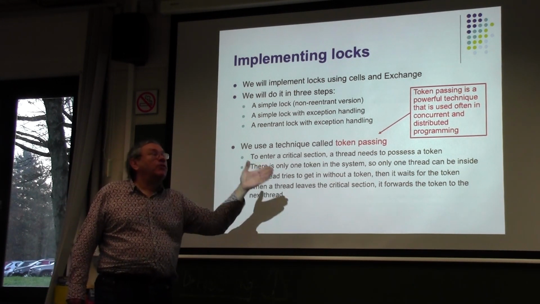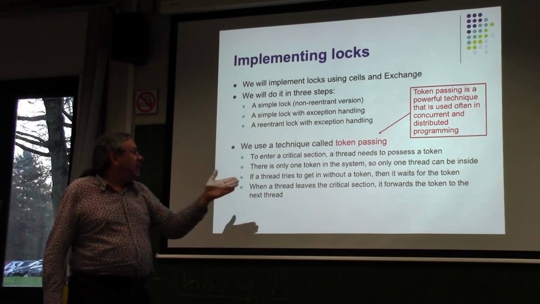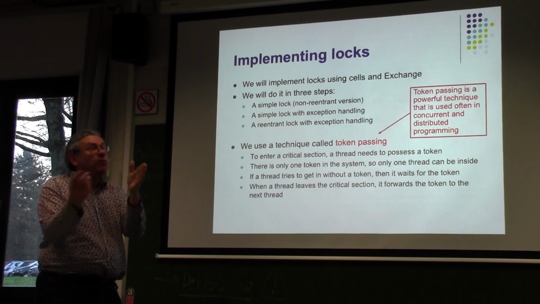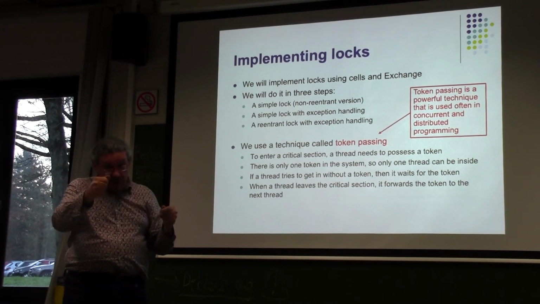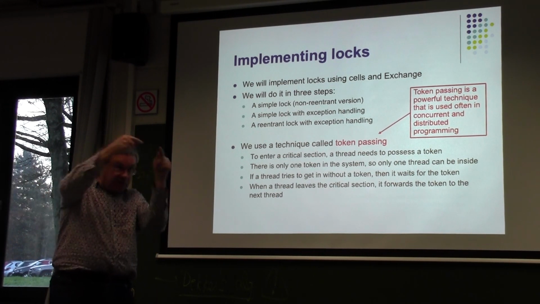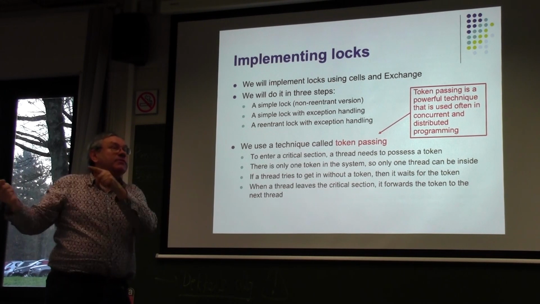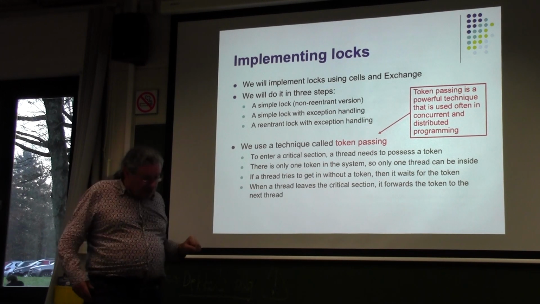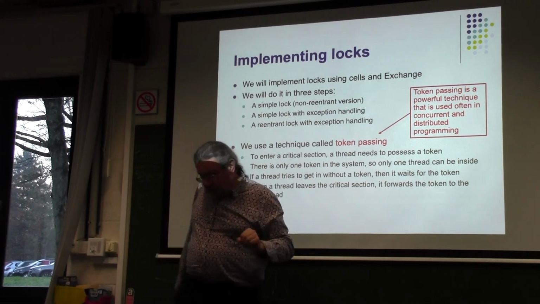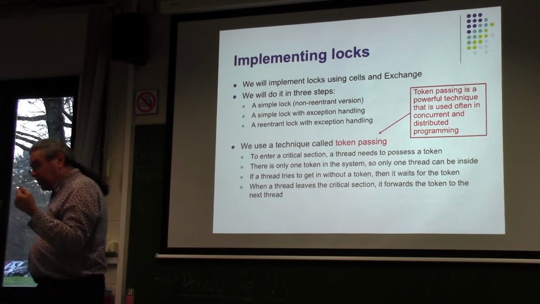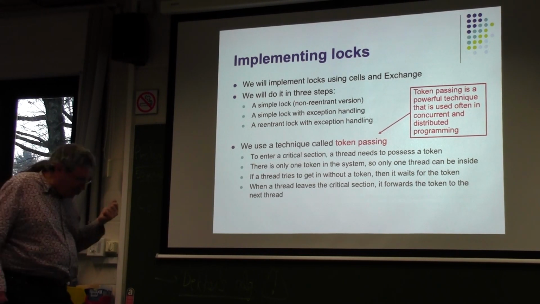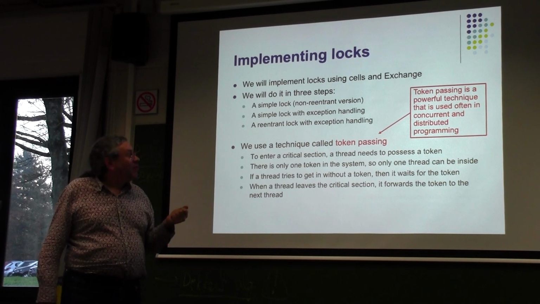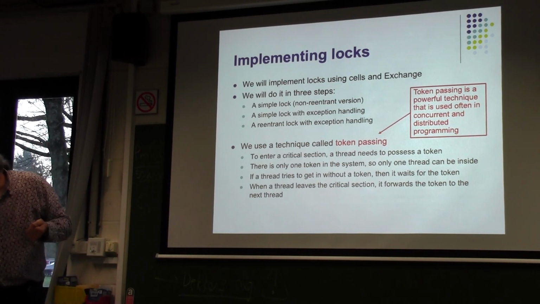So the threads are waiting in a sequence. They're waiting in a line, it's not messy. They're all waiting in a line, and the first one will get the token. It goes in, and when it goes out, it gives the token to the next one, and so on. So it's using this technique, and we implement this technique using cells. So the cell somehow keeps track of which thread is waiting for the token, and I'll show you how it works. So here's the code.